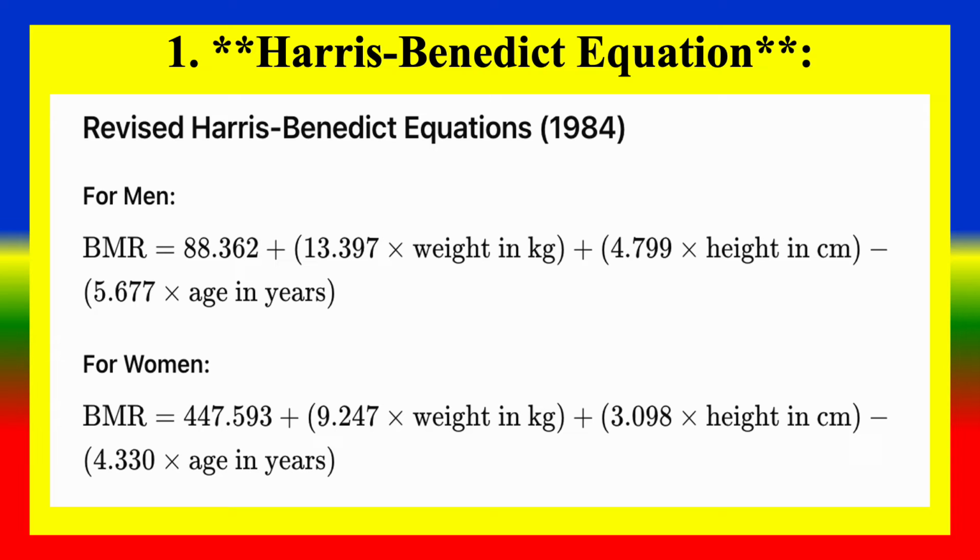For women, BMR is equal to 447.593 plus 9.247 times weight in kilograms, plus 3.098 times height in centimeters, minus 4.330 times age in years.